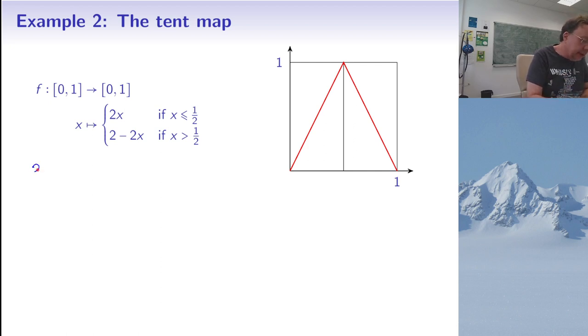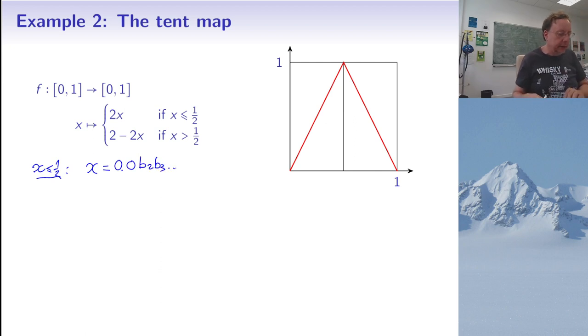You just have to observe that depending on the value of x, you have two different things happening. If x is smaller than 1/2, then its binary expansion will start with 0 after the dot. So it will be something of the form 0.0b2b3 and so on. Its image will just be twice this number, so it will be shifted. It will be 0.b2b3 and so on.